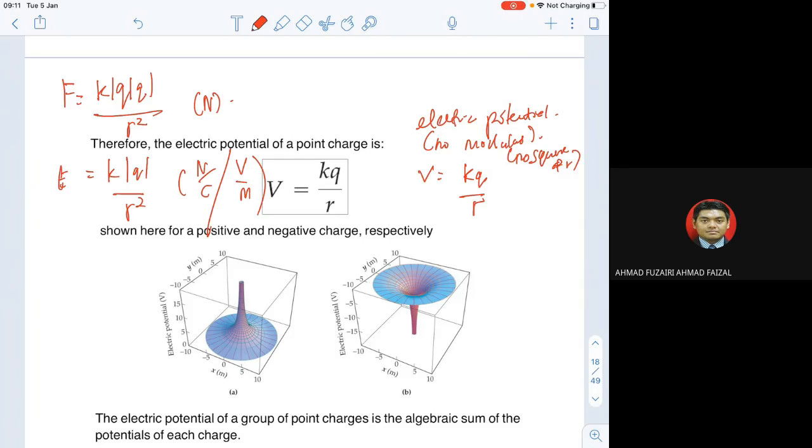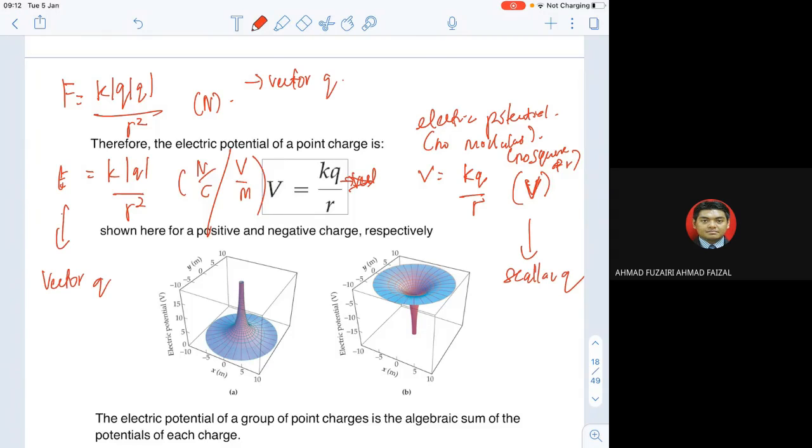And how about electric potential? For electric potential, there is no modulus at Q and no square at R. The unit should be volts. Simple, capital V, volts. So in this part, this is a vector quantity. The electric field is also a vector quantity, but the electric potential is a scalar quantity.